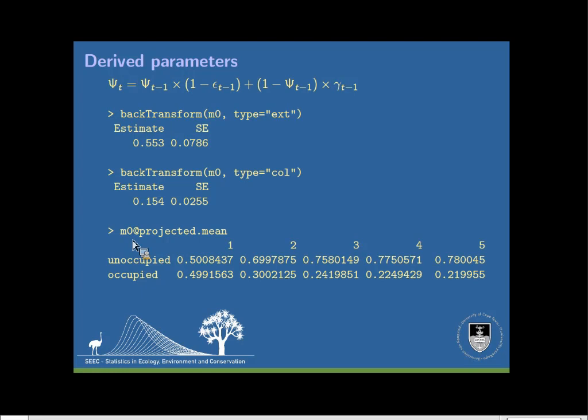So I first just want to look at what the back-transformed extinction and colonisation probabilities are. You can see extinction is higher than colonisation. And there's one slot in the fitted object, model fit, called projected.mean. That gives us occupancy probabilities in year 1, 2, 3, 4, 5, and then unoccupied, which is just the inverse, 1 minus. You can see we are seeing a decline in occupancy from about 50% to 22%, and that's expected because our extinction probability is bigger than our colonisation probability. That means a site is more likely to go extinct than to be colonised.